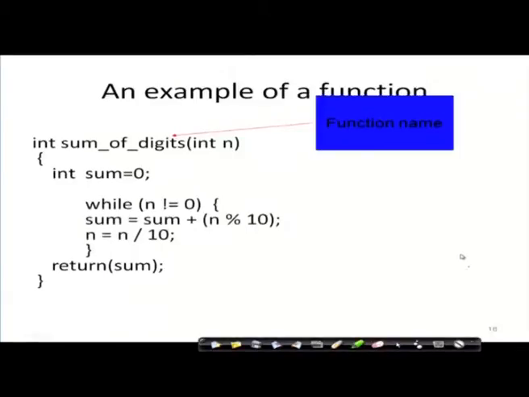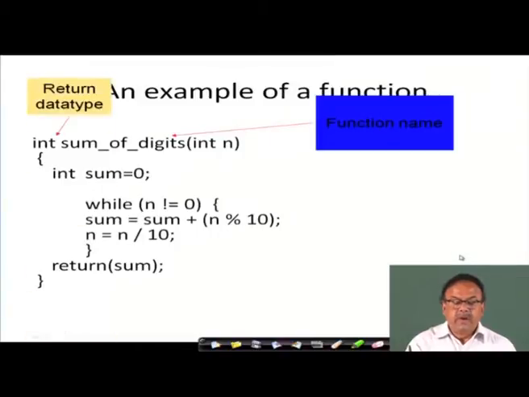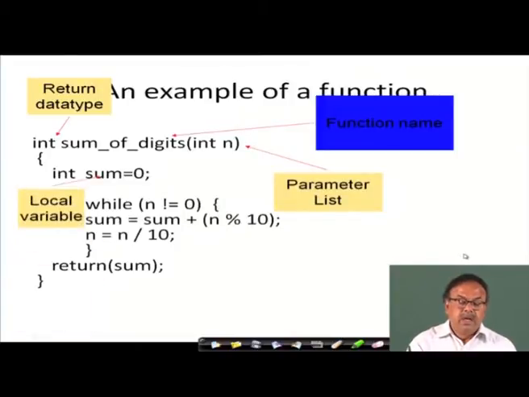So, here you see sum of digits is a function name, int is a return data type, n is the parameter list, and the local variable is sum. Sum is a local variable and the return statement is return sum, clear.